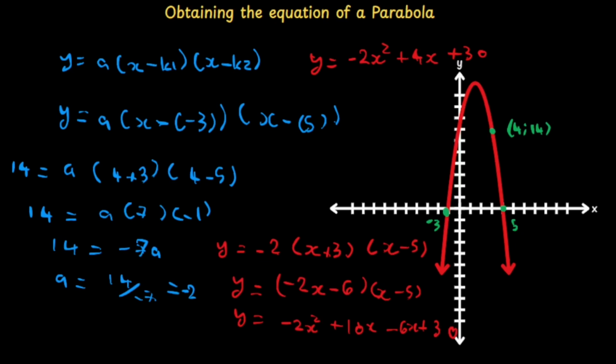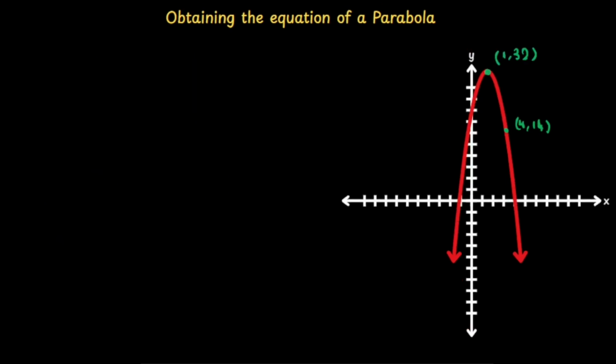We are now going to move on to the second type of approach they can question you on in your exam paper for this section. Okay guys, this is now the second type of approach they can use in order to question you on obtaining the equation of a given sketched parabola.